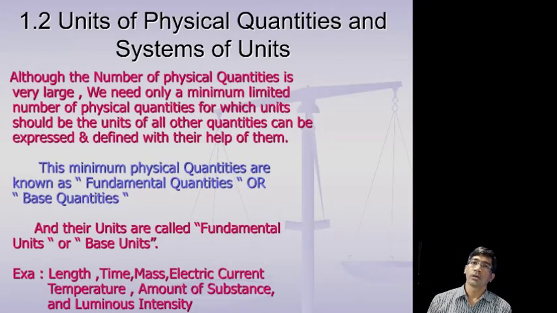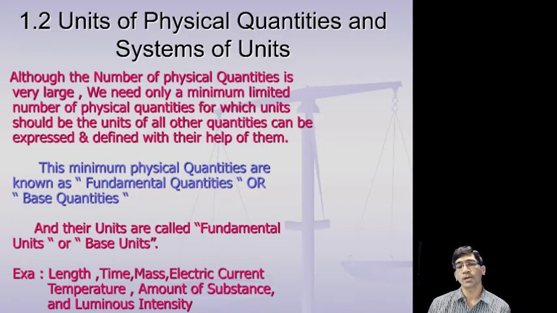So here we are taking a limited number of quantities. This limited or selected number of quantities is known as the base quantity or the fundamental quantity, and their unit is known as the base unit or the fundamental unit. So we have 7 fundamental quantities. Most of the time we are using mass, length, time, then temperature, current, amount of substance, luminous intensity, etc.